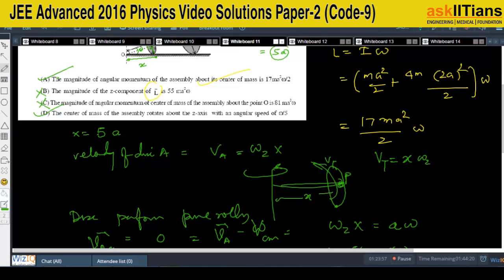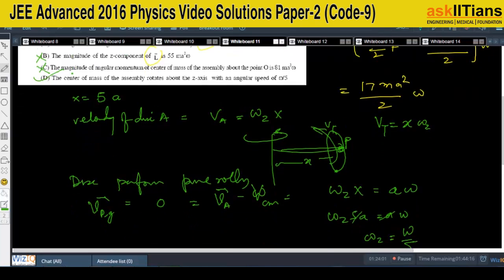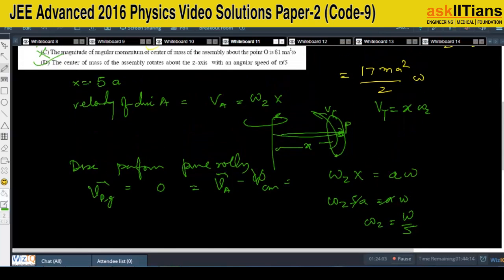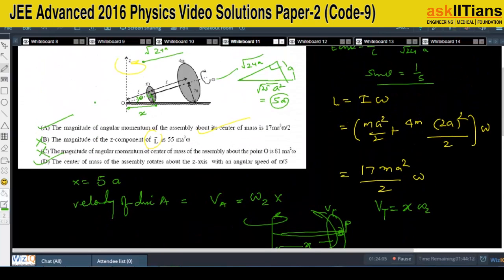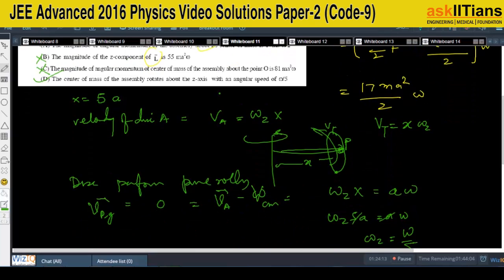So for the magnitude of angular momentum about the z axis, we can easily calculate it. L is equal to m x into its Vt, or we can say I into omega. With this part we will get the angular momentum of the system.